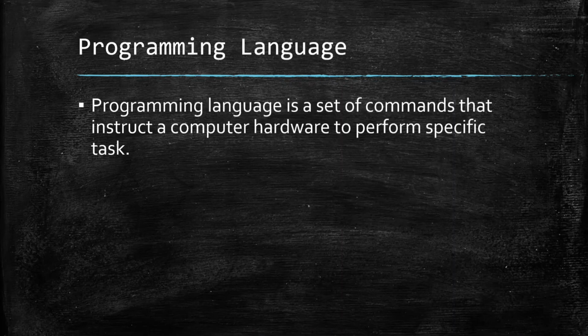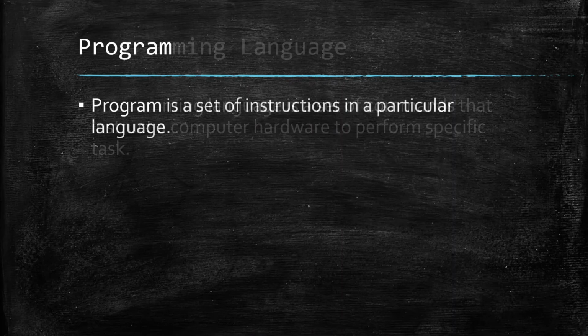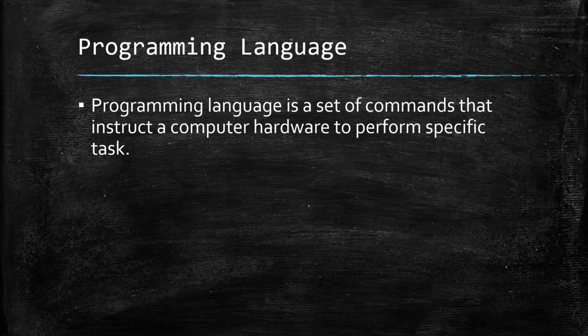Programming language. So what is a programming language? Now we know program, right? A program is a set of instructions in a particular language. Now coming to programming language. A programming language is a set of commands that instruct a computer's hardware to perform specific tasks. Those commands which instruct a computer's hardware to perform specific tasks are known as a programming language. So programs are written using a programming language.